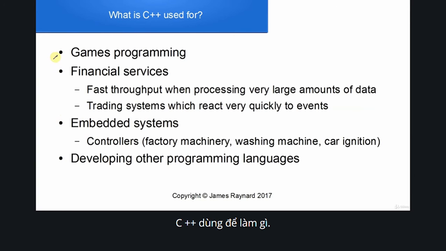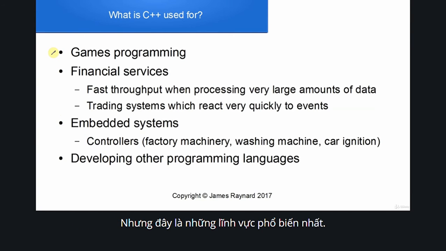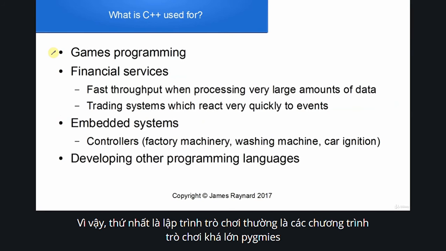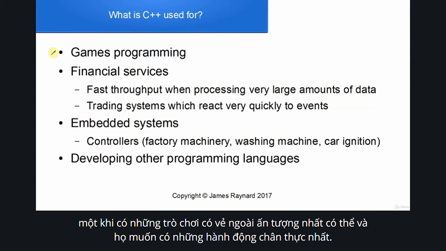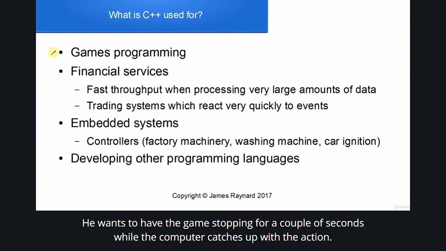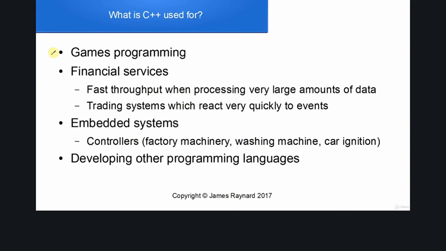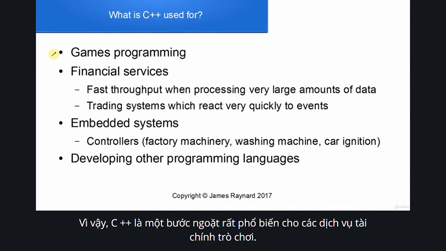What is C++ used for? I mean, you can use it for almost any kind of programming really, but these are the most popular areas. So the first one is games programming, which are usually pretty large programs. Games programmers want to have the most impressive looking games possible, and they want to have the most realistic action. And they also want to be very efficient as well, so the games run smoothly. You don't want to have the game stopping for a couple of seconds while the computer catches up with the action. So C++ is a very popular choice for games.